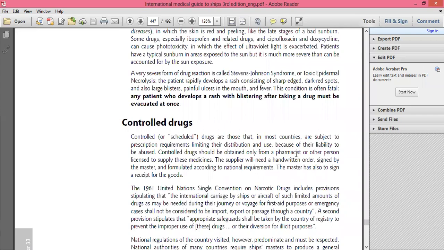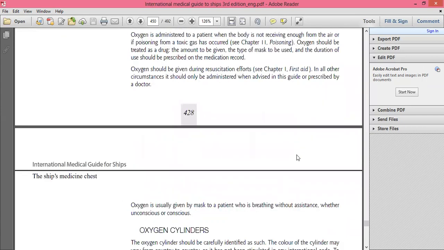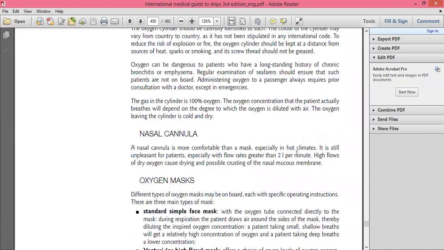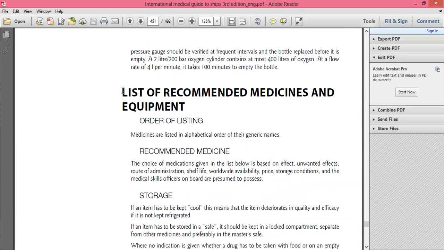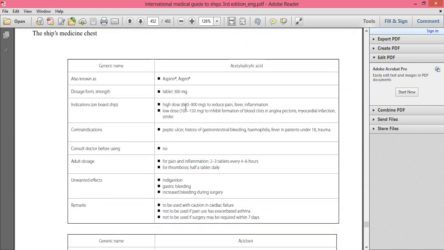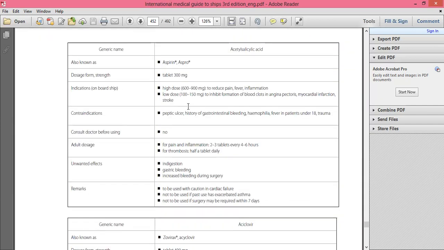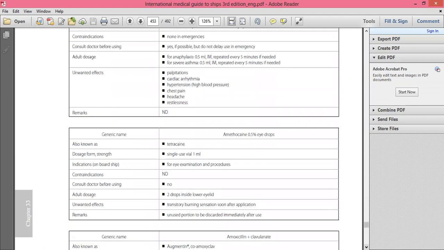Now this book also gives certain specific medicines which are required to be carried, and most of the ships carry medicine as per this book. So this gives the list of recommended medicines and equipment which are carried on board the ship. Okay, so this is the list of these medicines which are required on board the ships, and also it gives a list of all the medical equipment which is required.